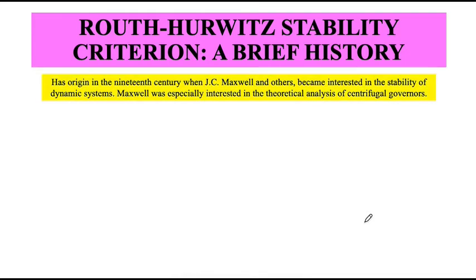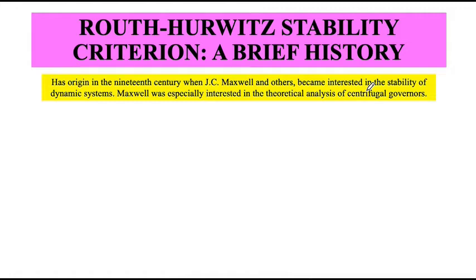Okay, a bit of history here. So where did all this start from? The Routh-Hurwitz stability criteria was developed somewhere in the 19th century, when Maxwell, now the famous guy of the Maxwell equations, became interested in the stability of dynamic systems. Maxwell was motivated by the analysis of centrifugal governors, which were essentially invented by James Watt for his steam engine.